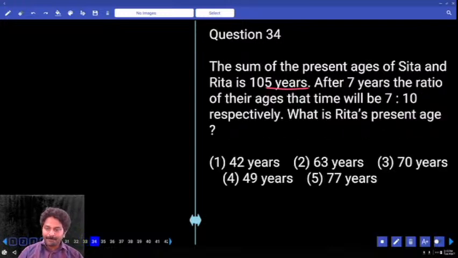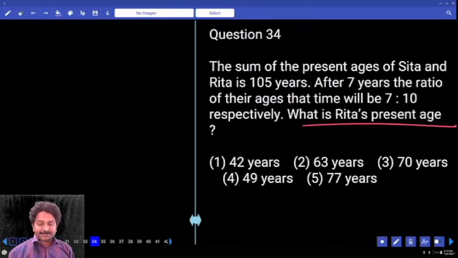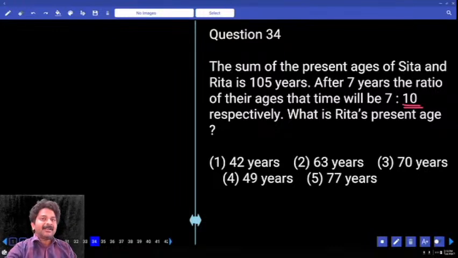The sum of percentages of Sita and Rita is 105. After 7 years, the ratio of their ages at that time will be 7:10 respectively. What is Rita's percentage? Okay, who is Rita? First person or the second person? We were asked to calculate the second person's age, correct? Now the ratio is given. In that ratio, what is the age of Rita? Second person's age? 10 parts. Multiple of 10 parts should be a multiple of 10.